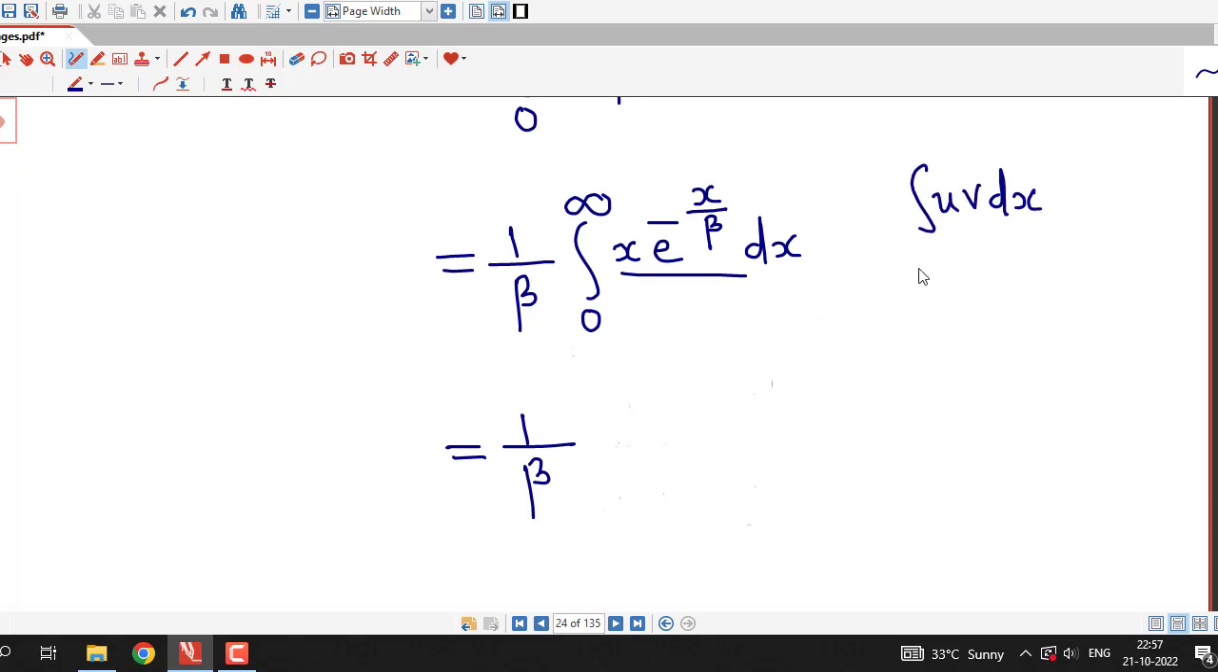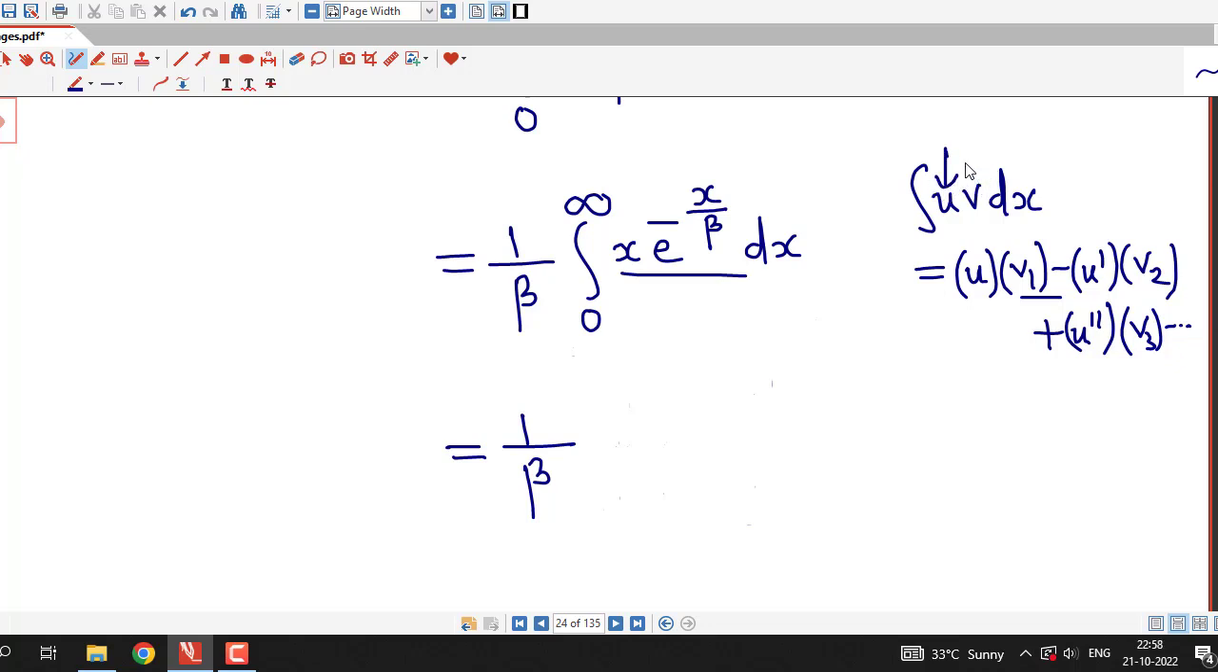If we have a product of two functions, then this is given by u times the integral of v, that is v1, minus the derivative of u times the integral of v1, that is v2, with alternately positive and negative signs, the derivative of the first term and the integral of the second term, and so on. And we consider that function as u whose derivative is 0 after some finite number of steps. So here u is x and v is e raised to minus x over beta.